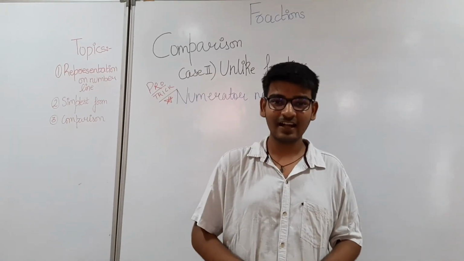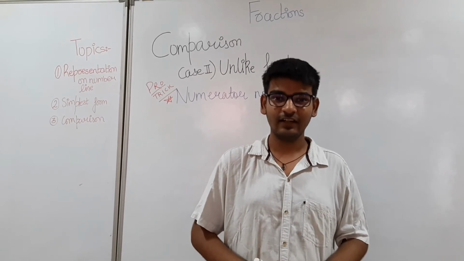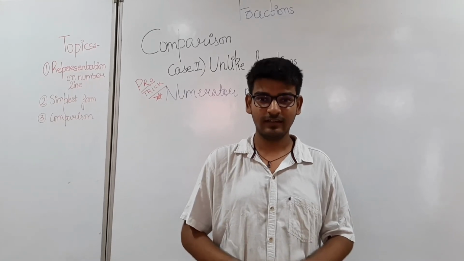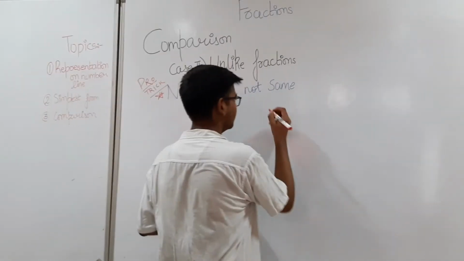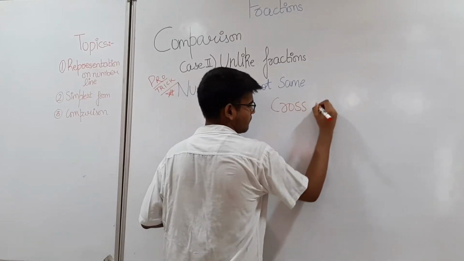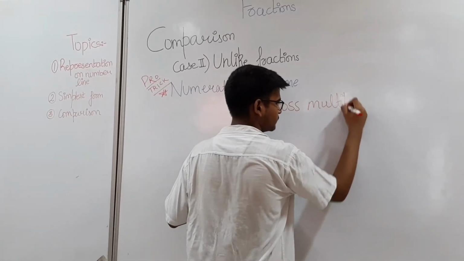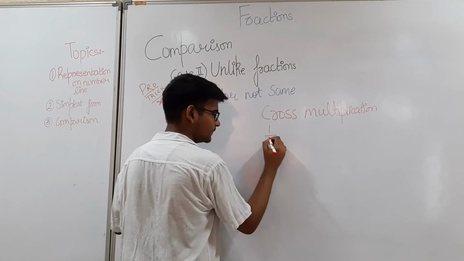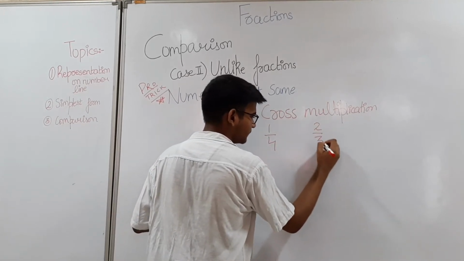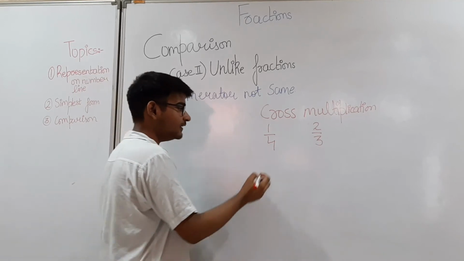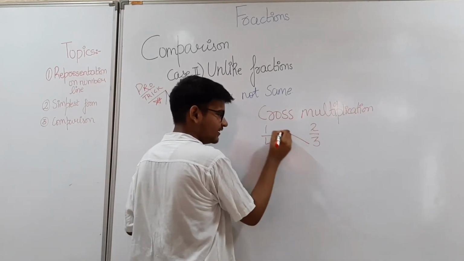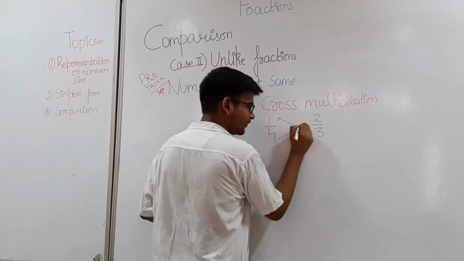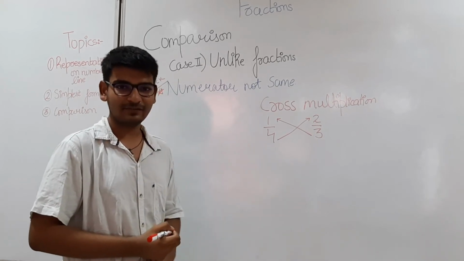So now let us understand one pro trick, or a simple trick, to compare unlike fractions when the numerators are not same. The name of the trick is cross multiplication. So let us take the previous example, that is 1 by 4 and 2 by 3. In this method, we will multiply the denominator of the second fraction with the numerator of the first fraction and the denominator of the first fraction with the numerator of the second fraction.